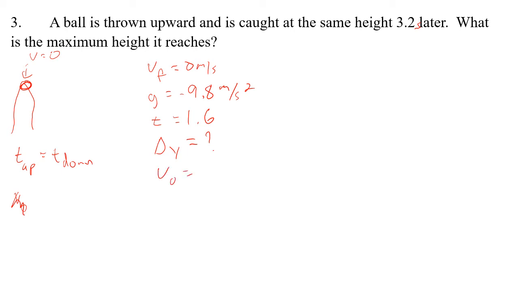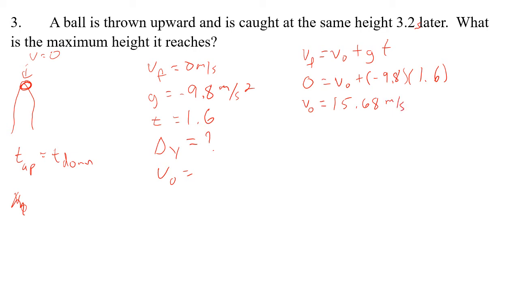So we'll use VF equals VO plus GT. Remember, for free fall problems, G is always negative 9.8. So VO is what we're looking for, plus negative 9.8 times 1.6. So VO equals 15.68 meters per second.